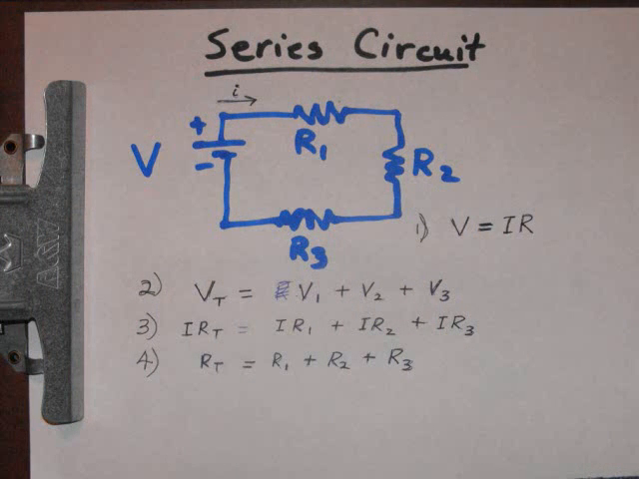This slide is showing us a picture of a series circuit. You can see all the resistors are one after another, and there is only one path for the electrons to flow through the circuit.